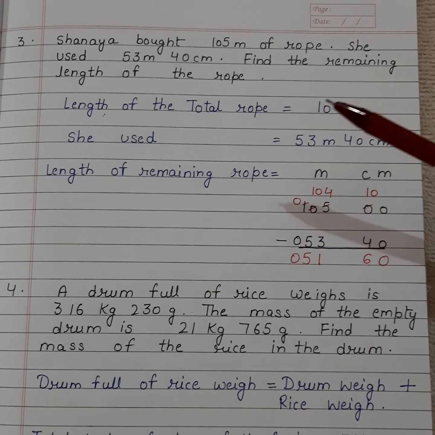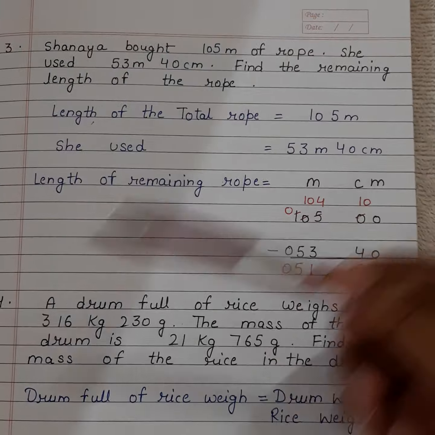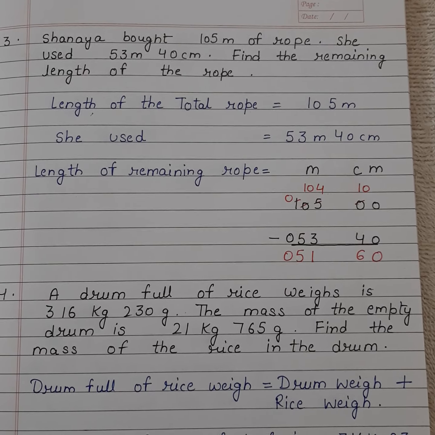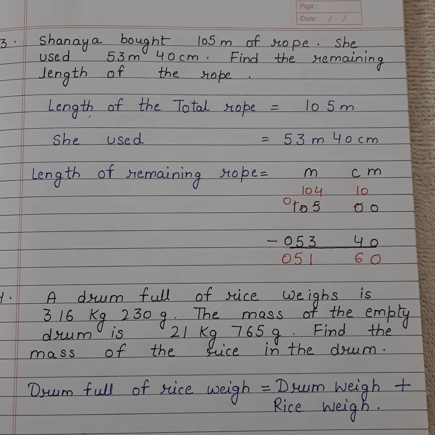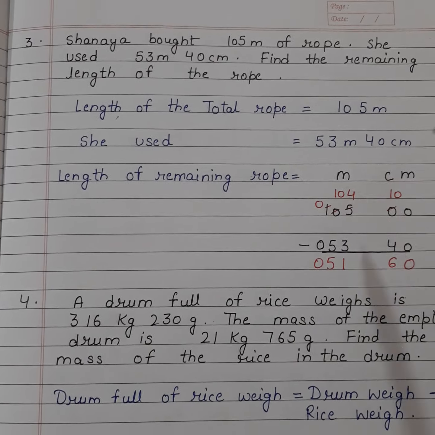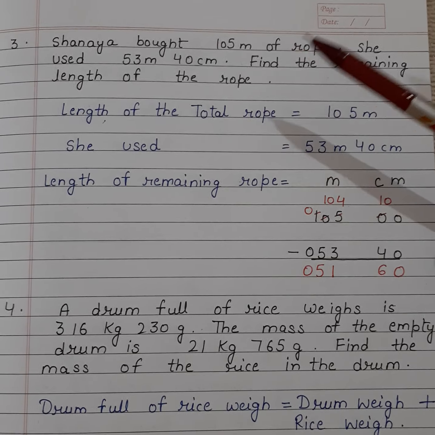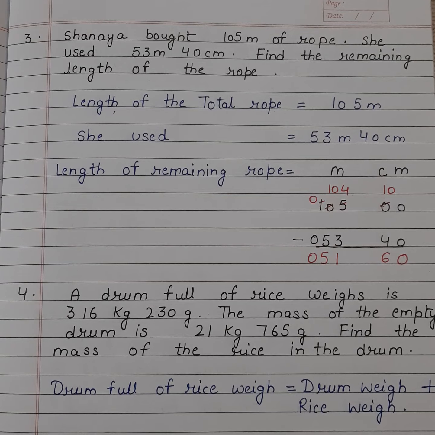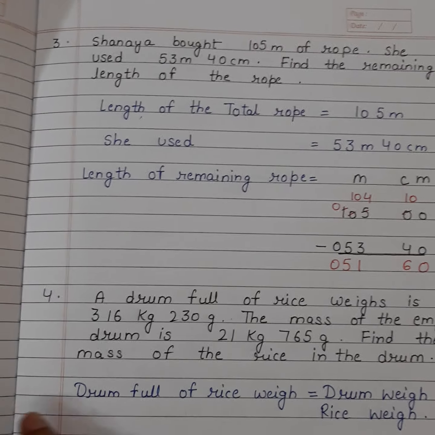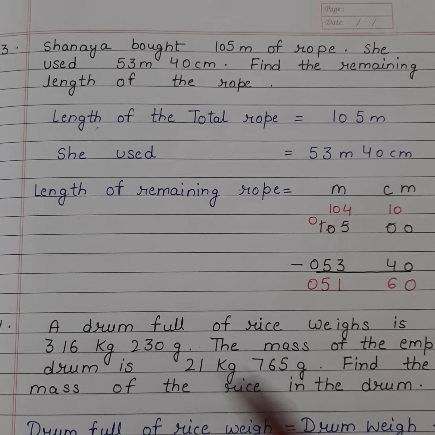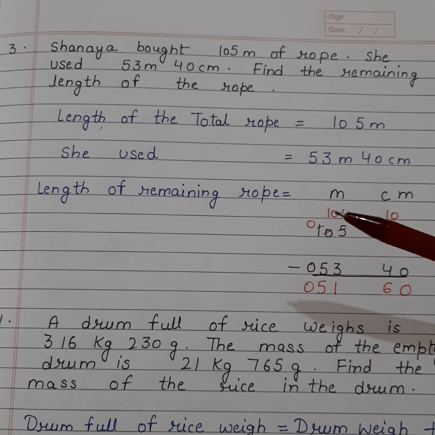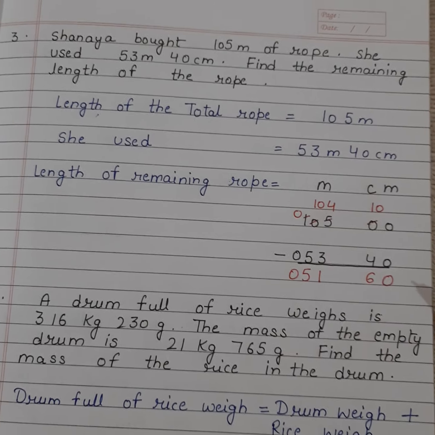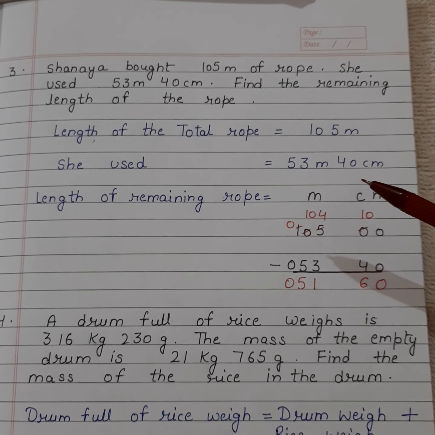Now question number 3. Shania bought 105 meter of rope. She used 53 meter 40 centimeter. Find the remaining length of the rope. So the total length of the rope is given how much? 105 meter, right? And from that she used 53 meter and 40 centimeter. So what they are asking: find the remaining length of the rope. Remaining length means we have to do subtraction.